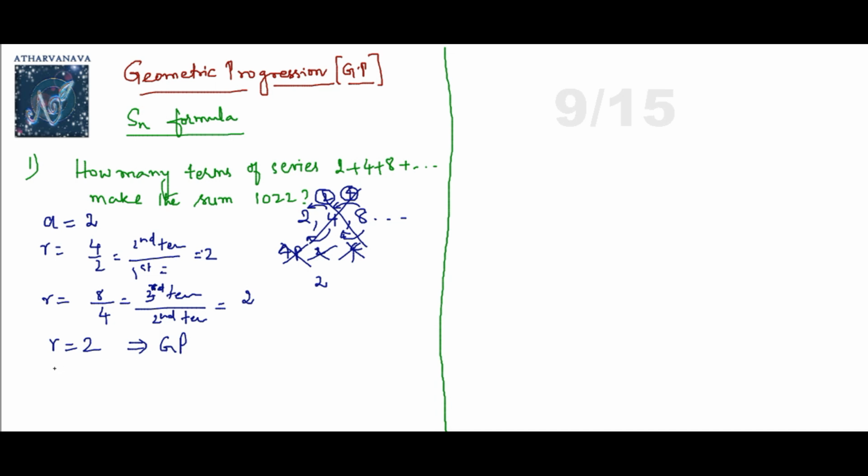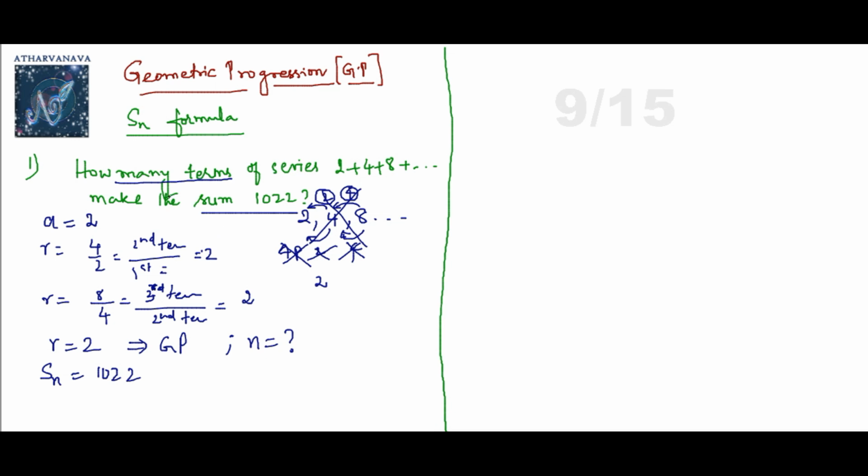Clear? And how many terms of the series do you add to make the sum of how much? 1022. So my Sn value, I don't know how many terms. N is a question mark here. We don't know how many terms. How many terms is what you have to find, which means N you have to find. Sn is given as 1022.